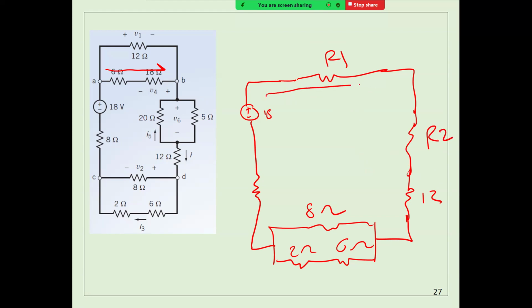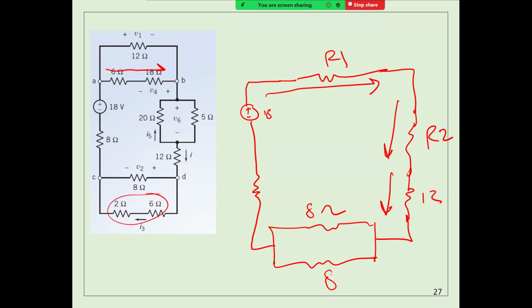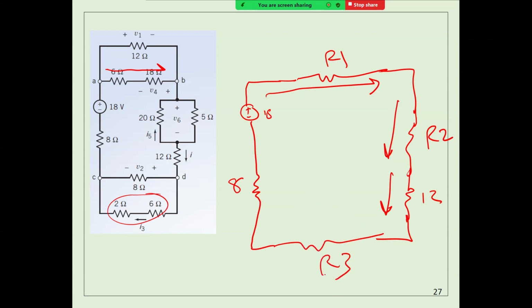Okay, so now the current will come this way, this way, this way. Same thing here, it's very obvious these 2 are in series. So here I can make it one resistor, like this 2 plus 6, which is 8. This one is 8 as well. And then here, these 2 are in parallel. So I know the formula for parallel. So here I can calculate it, and I'm going to call it R3.